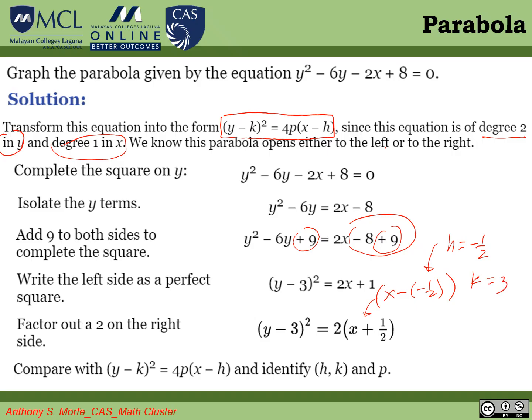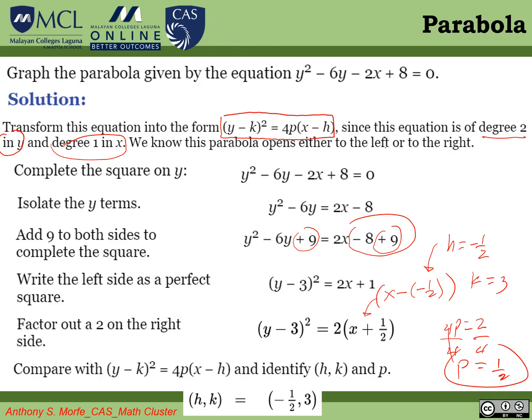And what is p? So it is related to this one. So the formula is 4p. So 4p is equal to, the coefficient is 2. Okay, so divide by 4, so p is equal to 1 half. Alright, so that's how to solve this problem. So we got h equal to minus 1 half, k is equal to 3. So p here is equal to 1 half as shown here. Alright.